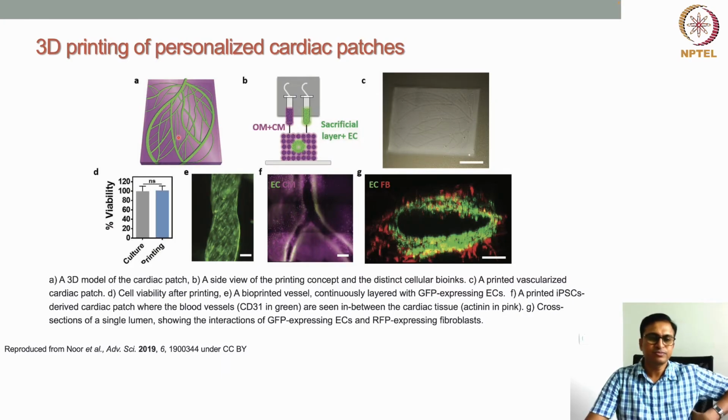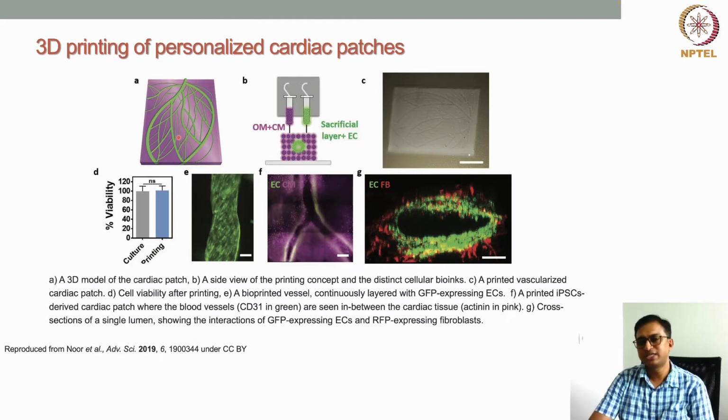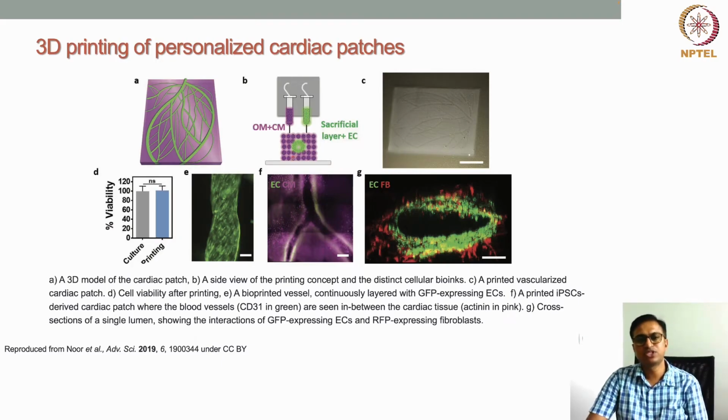Here they have used a concept we discussed earlier: a sacrificial network can be used to generate the vascular tissue construct. They have used the same concept here with the endothelial cells. A sacrificial vascular network can be printed, and then the other tissue, the bioink with cardiomyocytes, is printed on it. Then the sacrificial material is taken out and endothelial cells are put in that vascular network, and you get a vascular channel.